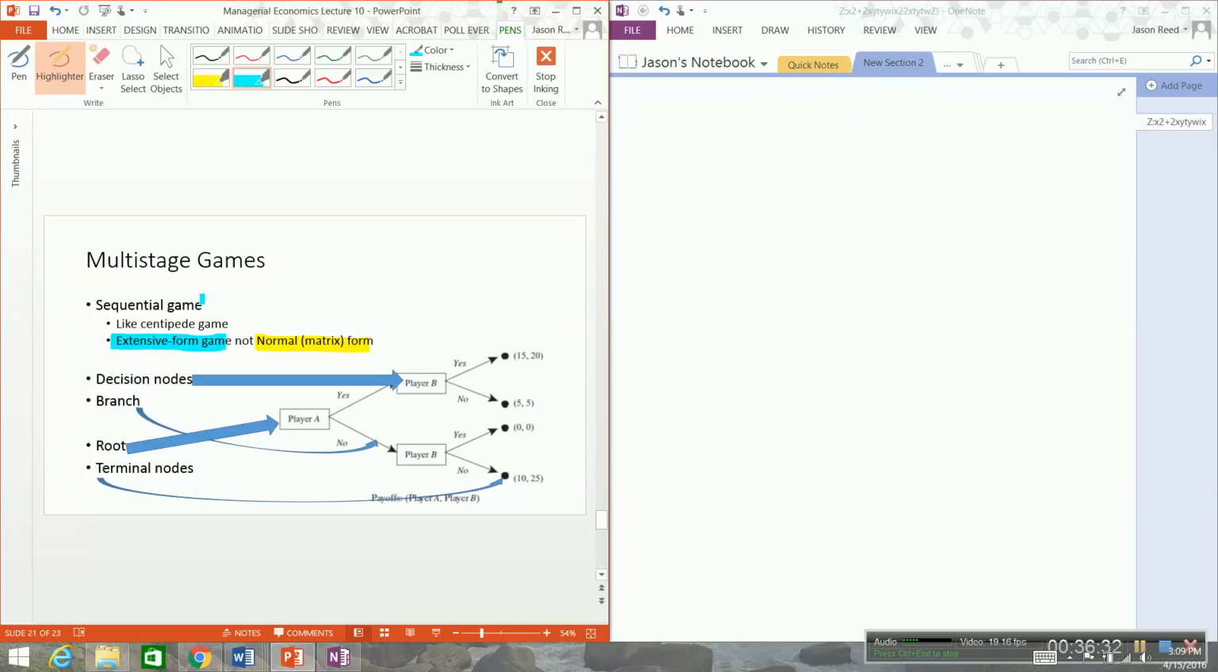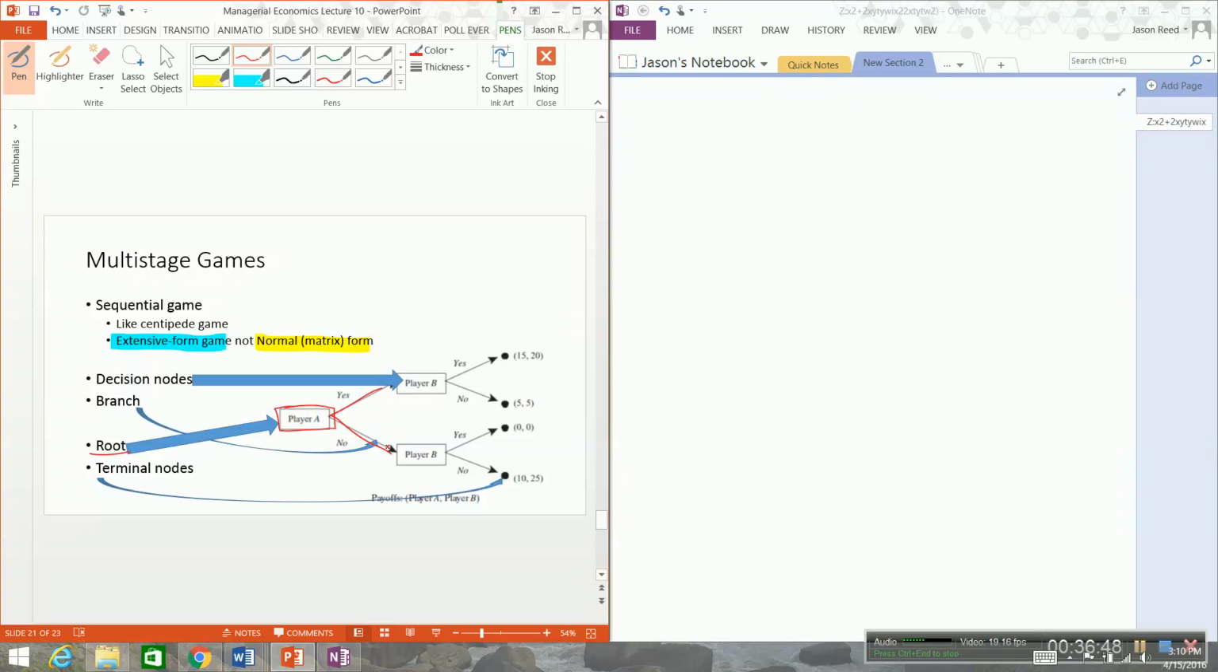So what are some of the key characteristics here? Well, we have the beginning. The beginning is player A. So player A is at the root, and their root is the decisions that they can make. So player A can choose either yes or no.